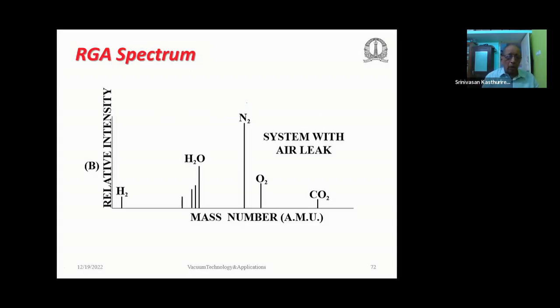Now the RGA spectrum, as you can see, shows the relative intensity as a function of the mass number by Z. So hydrogen, water, nitrogen, oxygen, carbon dioxide, etc. can be seen. This is the type of spectrum you get for a system with an air leak. Suppose on the RGA you just sit on a particular ion of, let's say, nitrogen or oxygen, then if there is a leakage in the system, you will see that the peak will go to higher values, indicating the system is having a leak.